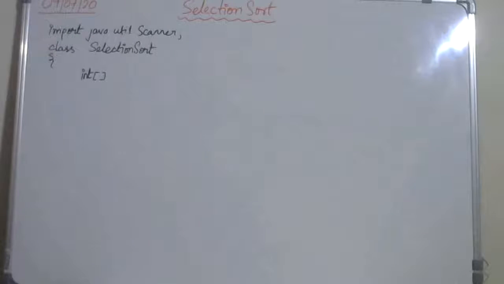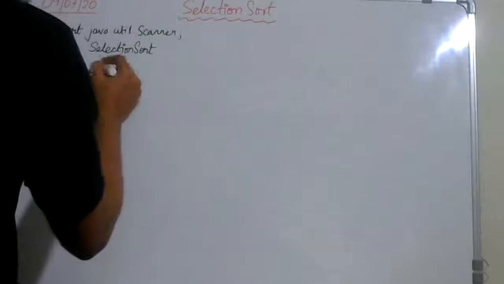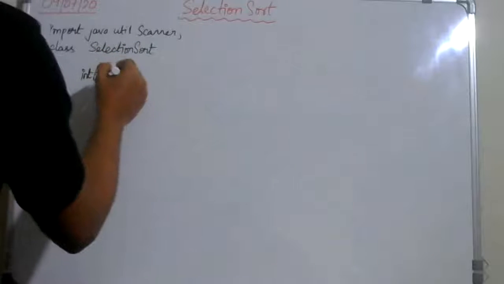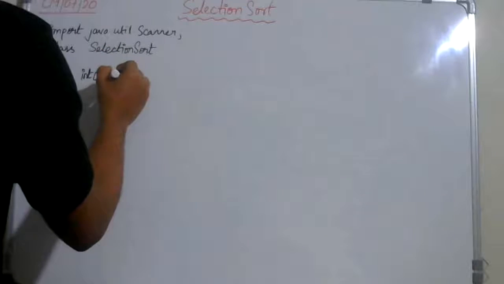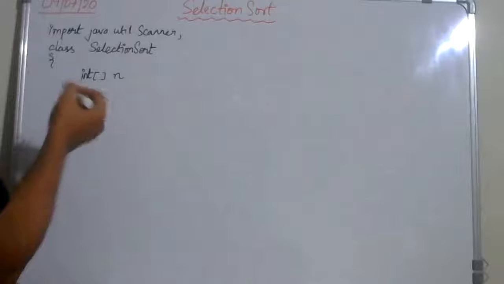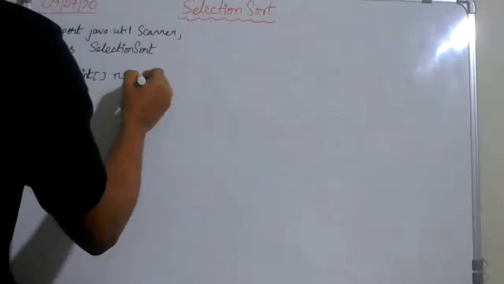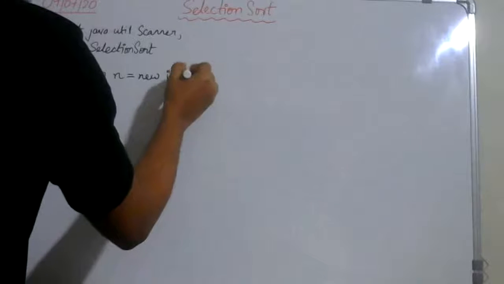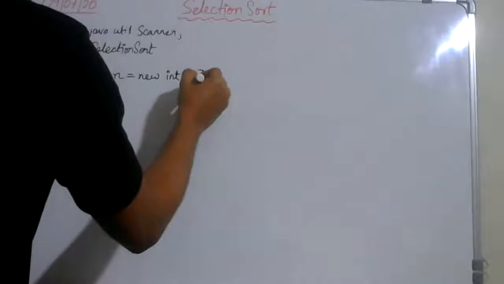Later on in the future classes, I'll tell you how to take the array size as an input from the user and then define the array using the user defined size. So let us just work with a predefined size. So we'll work with 10 elements. So int, let's call the array n as usual, is equal to new int, and we are working with 10 elements.